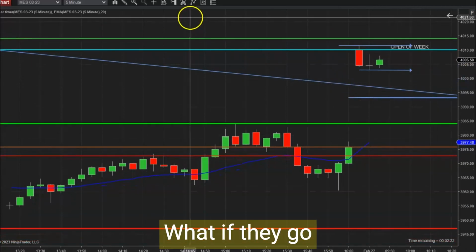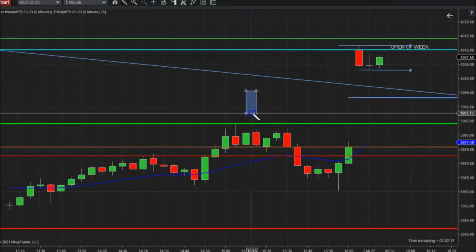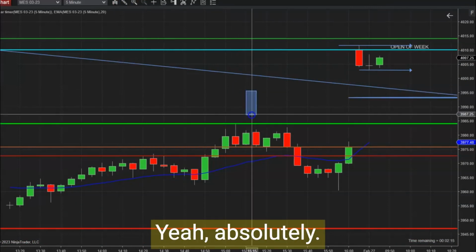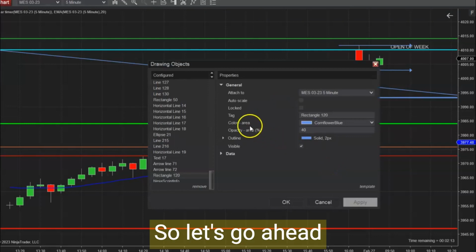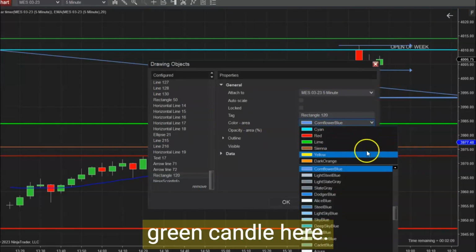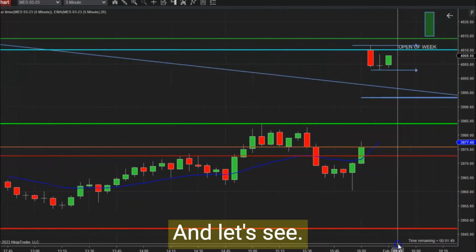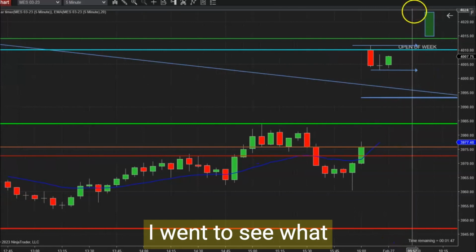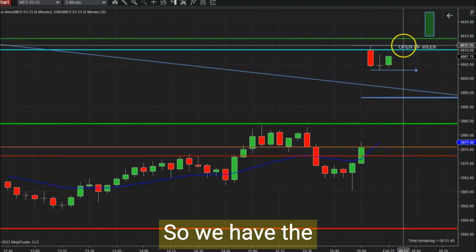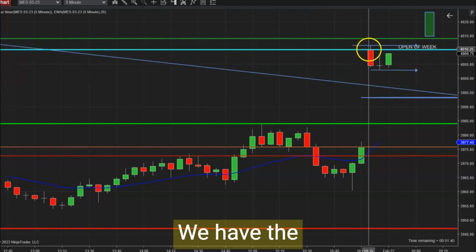Can that change? What if they go ahead and they put in a big green candle? Will that change things? Yeah, absolutely. So let's go ahead and do our mock green candle here. So we're going to be looking for a green candle. And let's see. I want to see what is going to be the reaction here. So we have the regular session high right here. We have the open right here.